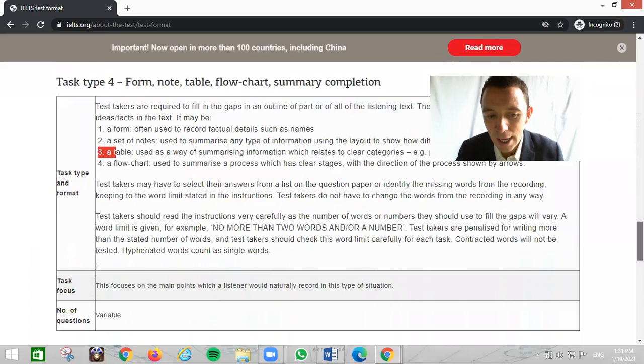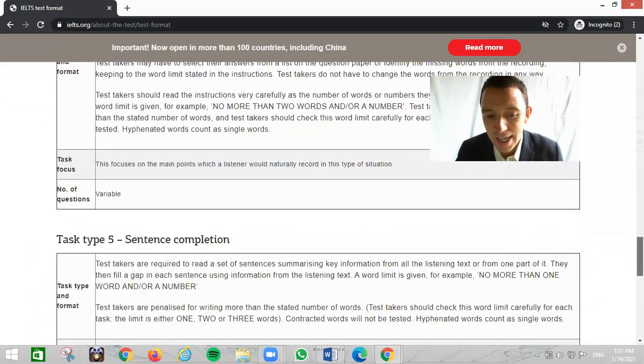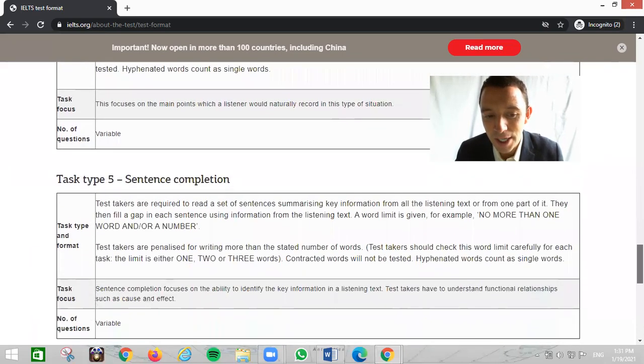Okay, and if we continue, task type 5 is sentence completion. And here they say you are required to read a collection of sentences summarizing key information from all the listening text or from one part of it, and then fill a gap in each sentence using information from the listening. So this is similar to the Cambridge style exam also for the listening, and probably you have a lot of experience doing these as well, but just to introduce the listening part.